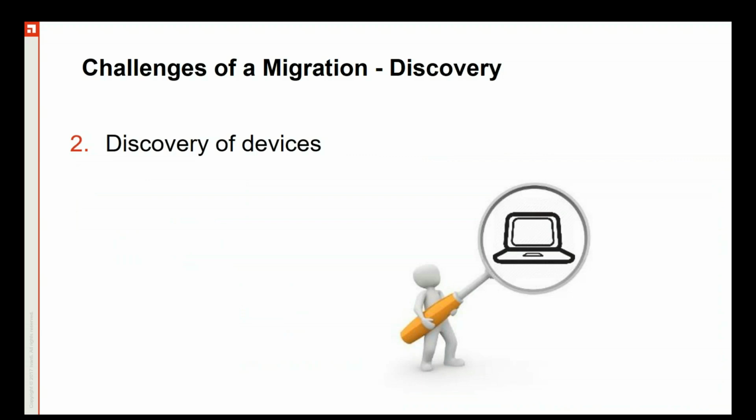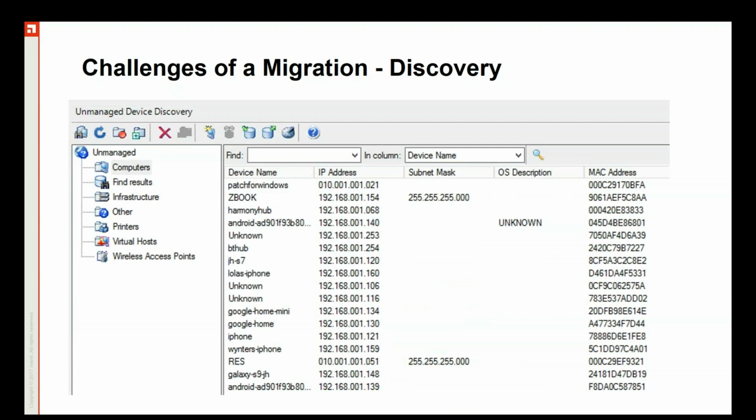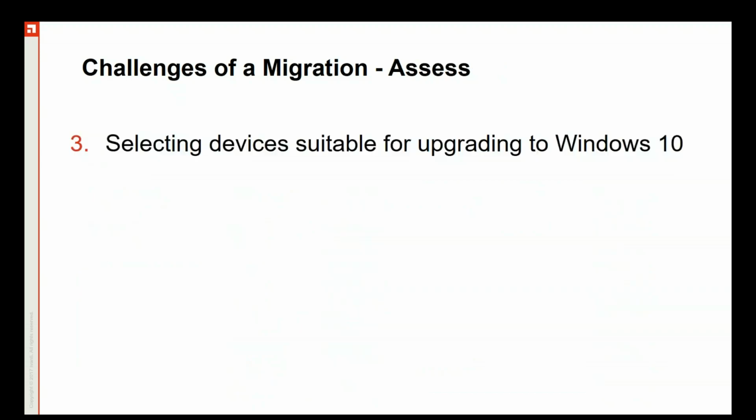Next up is the discovery stage. So a huge issue with migration is to know what devices you have on the network, let alone which ones are suitable for upgrading. Using Ivanti's Endpoint Manager, we're able to discover all of the devices on the network using our unique methods of ARP broadcasting. So you can see there in my list, I've got all sorts of things. This is at home, Google Homes, I've got iPhones, BT Home Hubs, etc. It literally finds everything on the network. Anything which has an IP address is going to be found, and then you can decide whether you want to manage it.